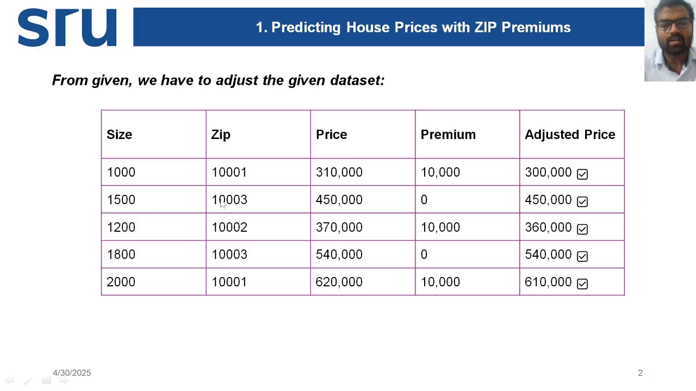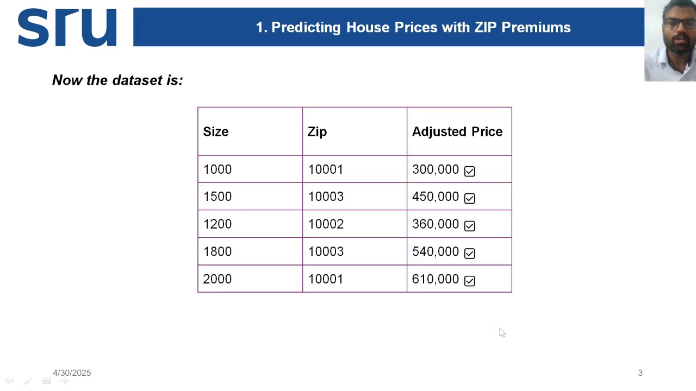For the other 10001 there is 6,20,000. Again we subtract 10,000 from this number, getting 6,10,000. Other than this, only zip codes 10001 and 10002 are the ones where we have to subtract $10,000. Our data set is clear. Now it is refined. Why are we doing it like this?